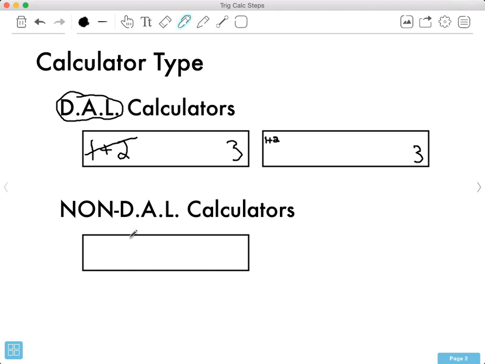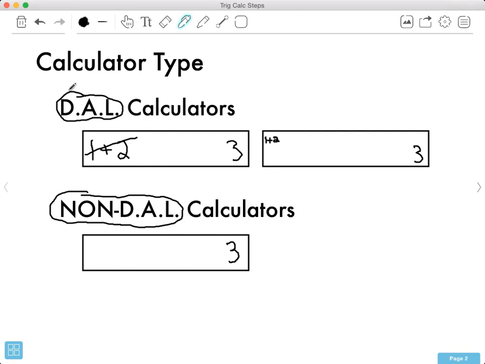You might also have a non-DAL calculator, and the difference with a non-DAL calculator is if you type in 1 plus 2, you're going to see a 1 when you type the 1. And then when you type plus, nothing is going to happen. And then when you type the 2, the 1 is going to disappear and you'll just see a 2 in the screen. And then when you press equals, the 2 is going to disappear and you will end up seeing the answer of 3 on your screen. Again, with a non-DAL calculator, when you press plus, you do not see the plus sign anywhere on your screen. That makes your calculator non-DAL.